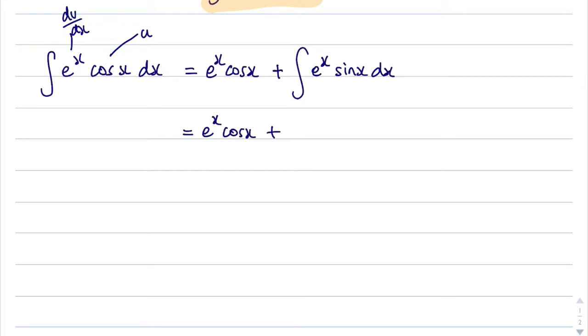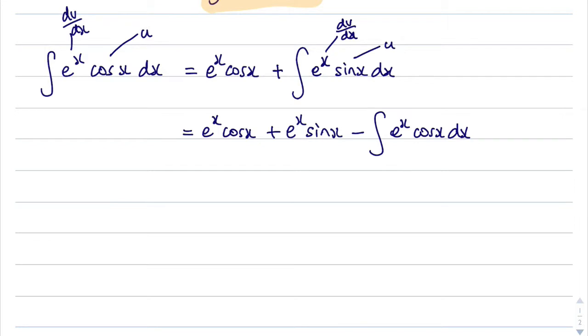Now the integral of e to the x sine x, you probably guessed, we'll need to apply integration by parts again. So this will be my u term, this will be my dv by dx term. Okay, so it's uv, so u is sine x, and the v is e to the x, so e to the x sine x, minus the integral of v, which is e to the x, times du by dx, and when we differentiate sine x, we get cos x with respect to x.